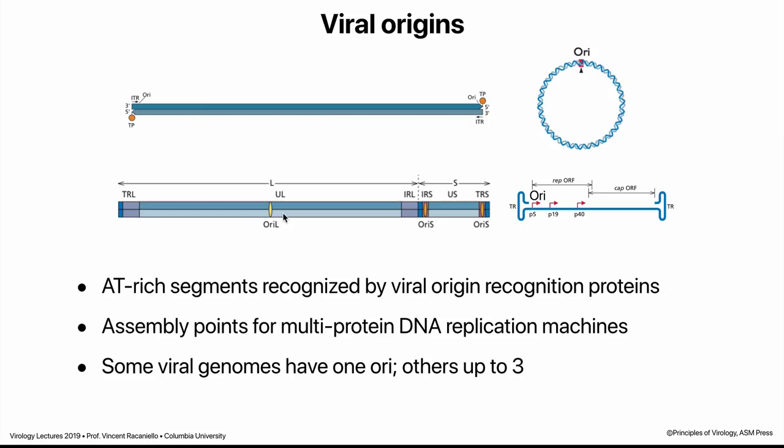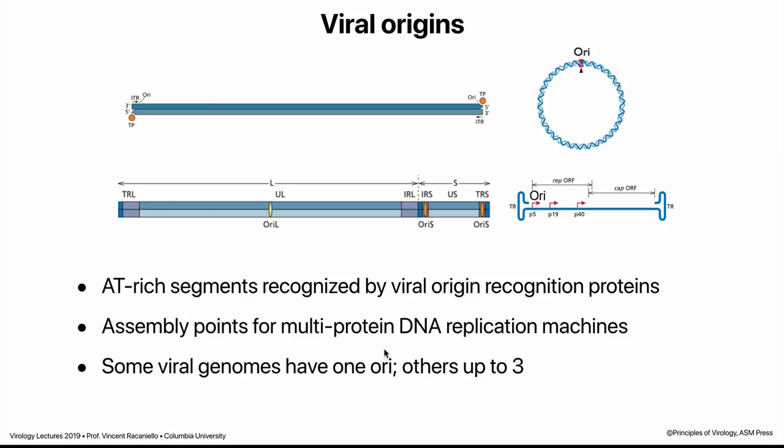These origins help recruit origin recognition proteins. They're AT-rich because that's easy to denature as opposed to GC-rich, which would be harder. And so the DNA replication machines, multi-proteins, assemble at these origins, as I showed you for SV40. I didn't show you in much detail for the other viruses, but it's a similar idea. And some can have one origin, other viruses have multiple.